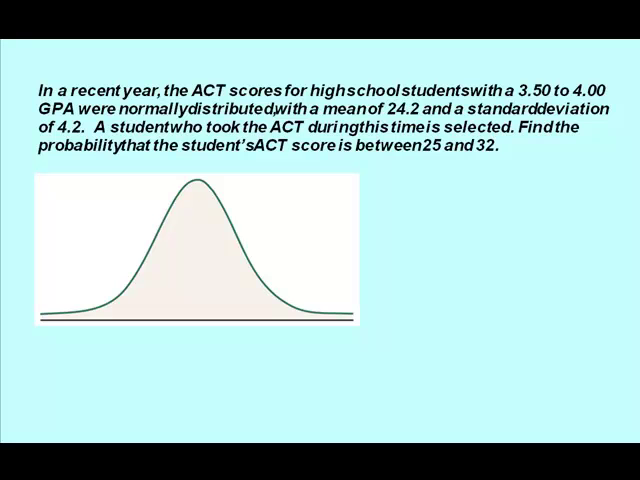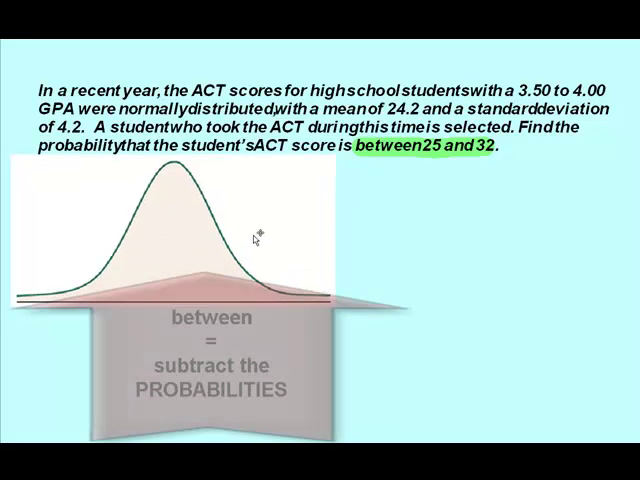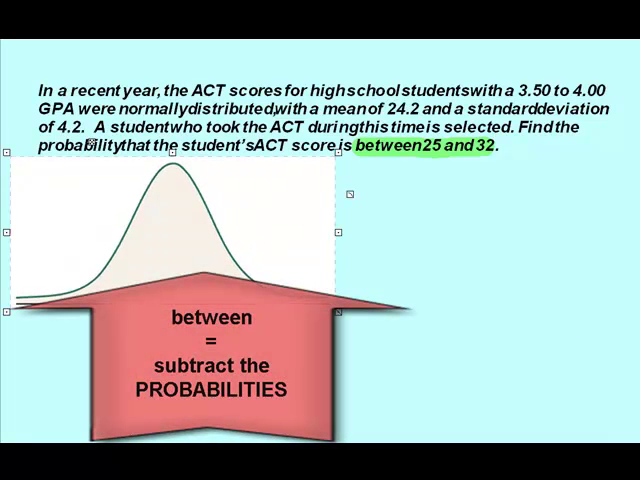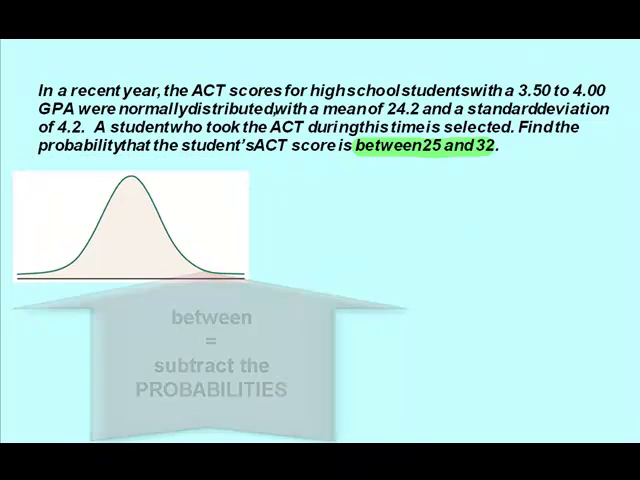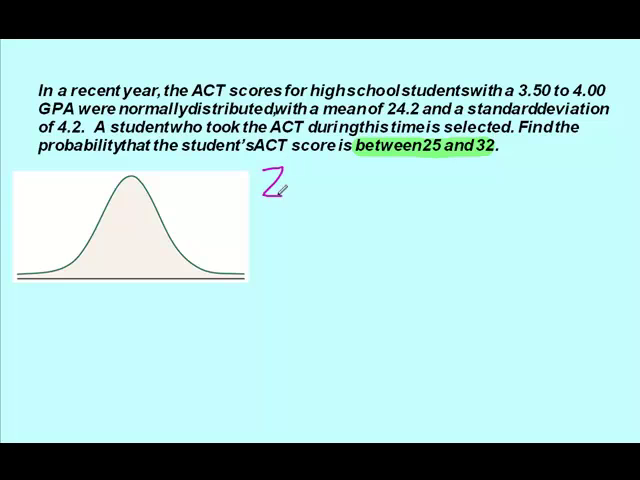Now let's do a between problem. Why? Because we can. We're looking for scores on the same ACT that are between 25 and 32. So I'm going to have to find 2 z-scores. I'm going to have to make things a little bit smaller here. I can do that. I need 2 z-scores. We'll call them z-score 1 and z-score 2.